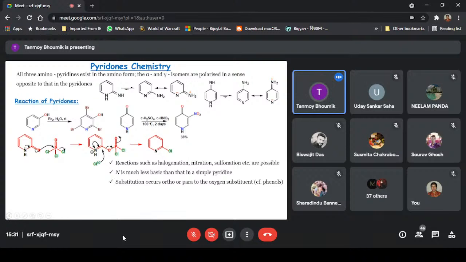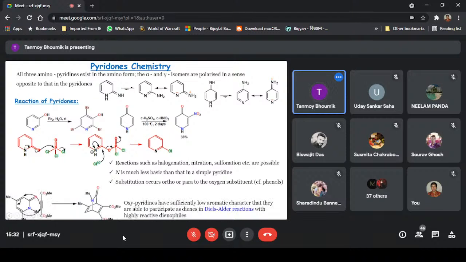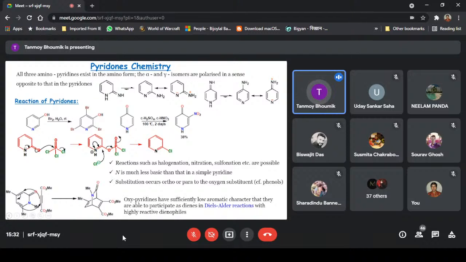Nitrogen is much less basic than in the simple pyridines. It is not possible after that, and the substitution occurs ortho or para to this oxygen-substituted product. And now this is another example where a Diels-Alder reaction occurs with the pyridine molecule. Generally pyridine gives the Diels-Alder reaction, but the other molecule does not.